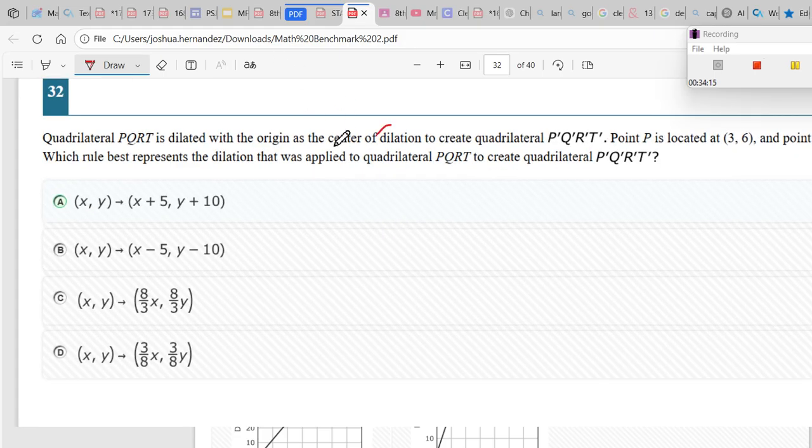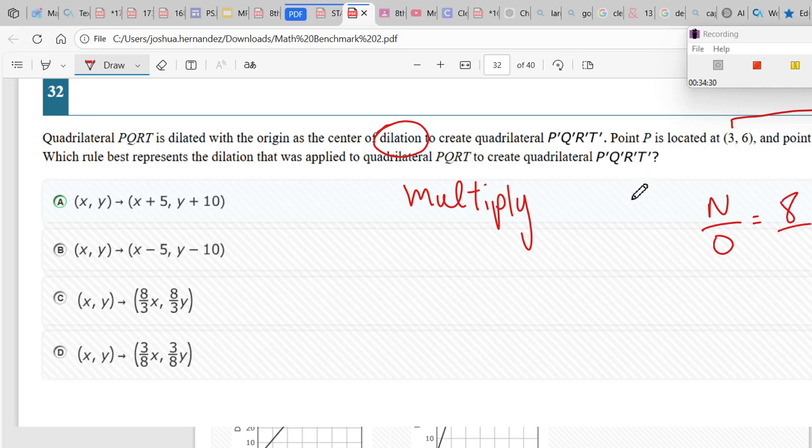Dilation, oh, this is super easy. Once I see dilation, it means to multiply. Here, 3 becomes an 8, and that is going to be new over old. The new one is 8, the old one is 3, which gives me 8 over 3. It doesn't simplify to anything else. So I'm looking for one with a fraction of 8 over 3. Check.